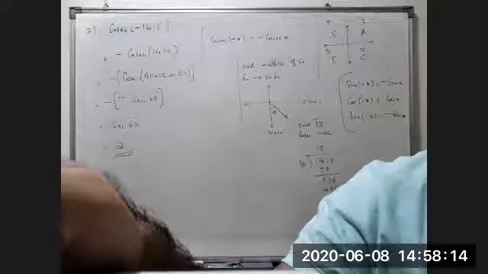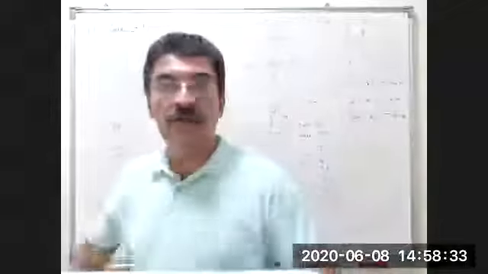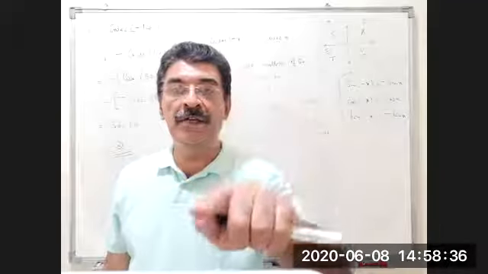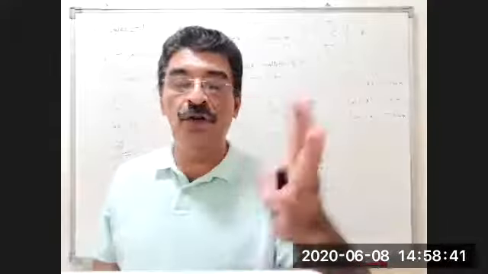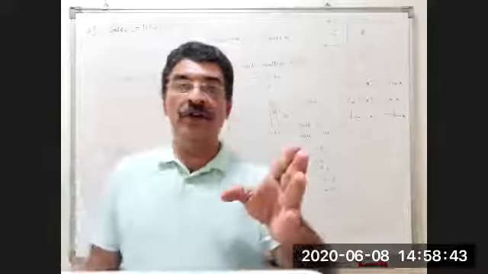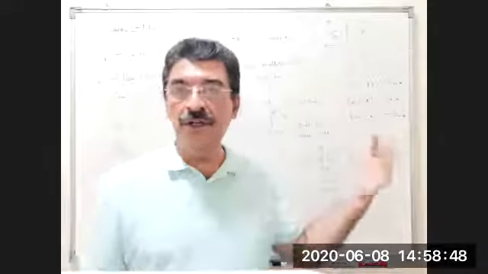How do we get 1 by root 2? Cos 45, you learned last year. Sin 0 is 0, sin 30 is 1 by 2, sin 45 is 1 by root 2, sin 60 is root 3 by 2. Similarly, cos 0 is 1, cos 30 is root 3 by 2, cos 45 is 1 by root 2, cos 60 is 1 by 2. I use that method here.